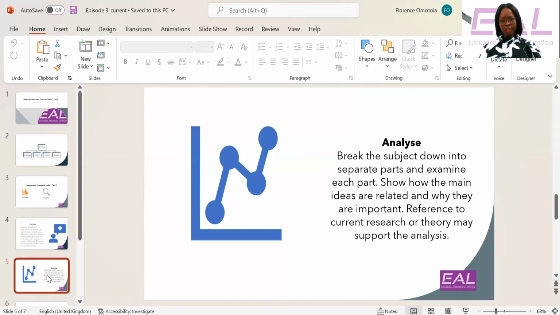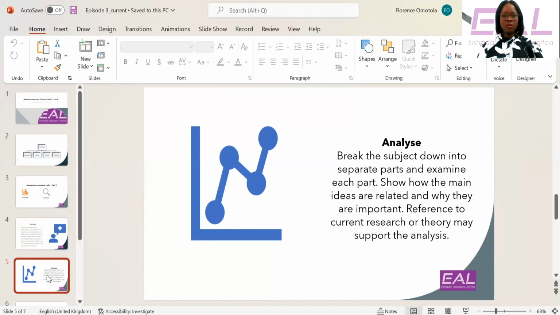So moving on and going back to analyze, you first break the subject down into different parts. The first part, from the example I'm giving, analyze the importance of the Health and Safety at Work Act 1974 and how it influenced your work role, is that you first of all want to look at the legislation itself. What does it stand for? What does it mean? What's the act all about? Analyze that in detail.